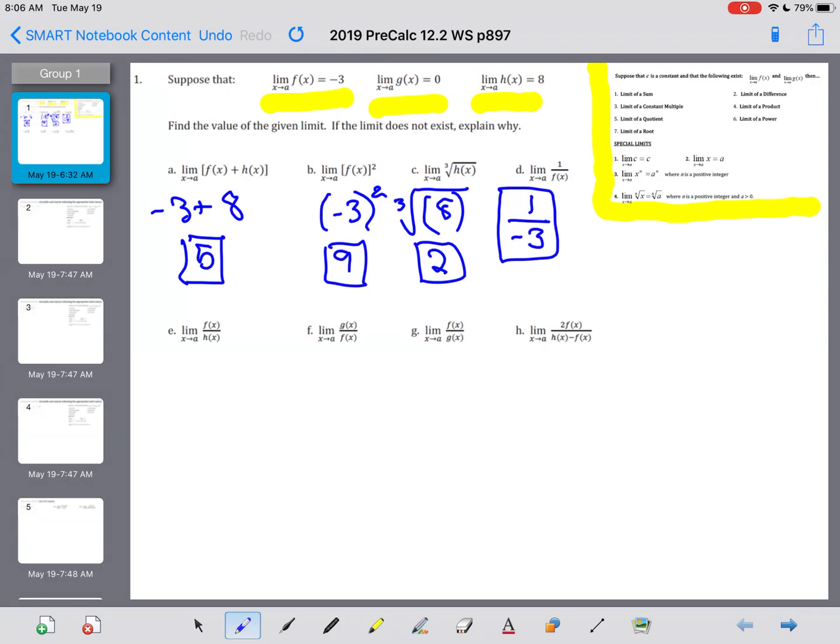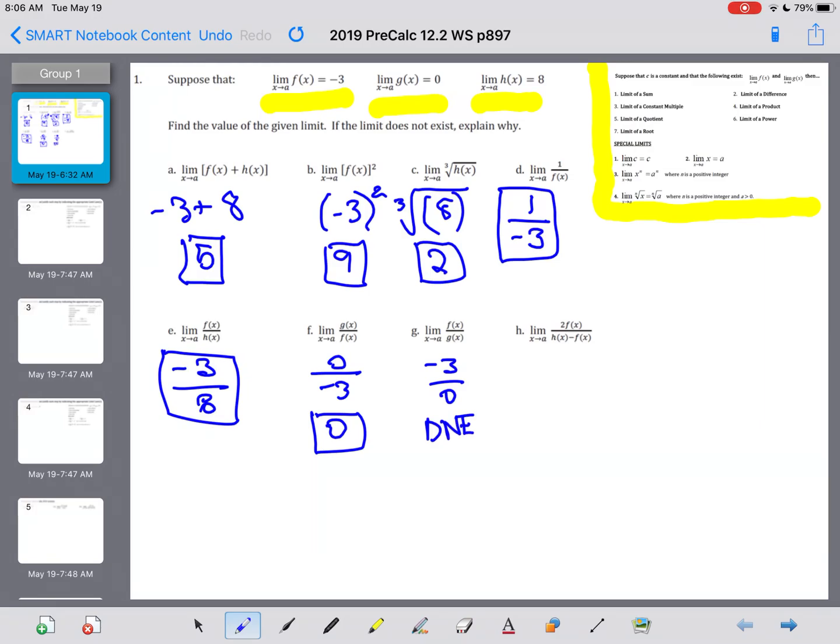Moving on here, we have a limit of a quotient. So I'm going to take the f of x limit value and h of x. And again, that one is all done. Over here, g of x limit value is 0. And again, applying the fifth limit law, that comes out to be 0. 0 in the numerator is okay. Next is the f of x limit value over the g of x. Oh, we got a problem here. Can't divide by 0, so this one does not exist.